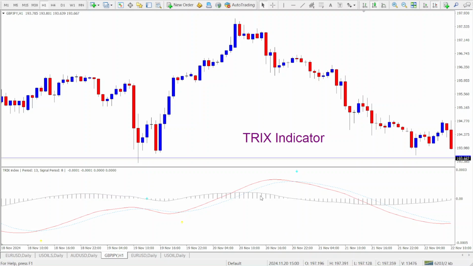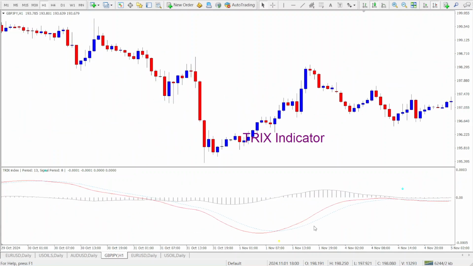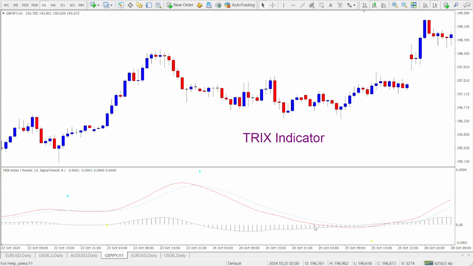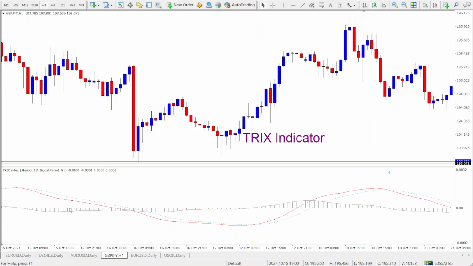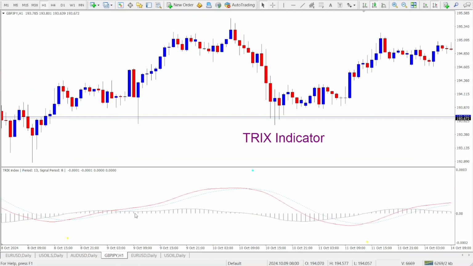Now, the indicator also shows possible overbought and oversold levels, in as much as there are no specific demarcations. You can see there is a zero level, and the zero level is maintained by this gray colored line.